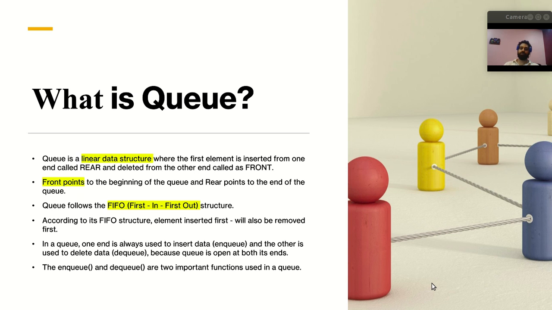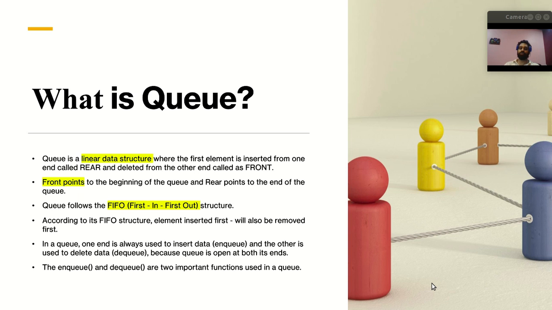The queue follows the FIFO principle, that is first in, first out. With the name you can understand that whatever we insert first will come out first. So according to the FIFO structure, the element inserted first will always be removed first.